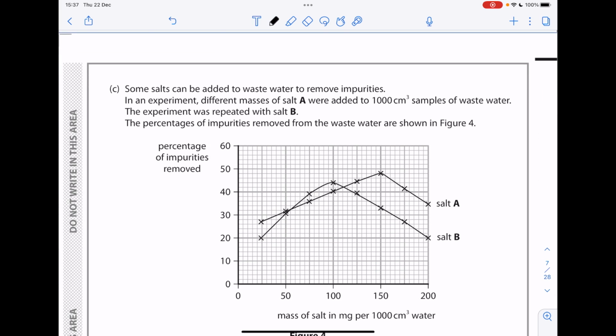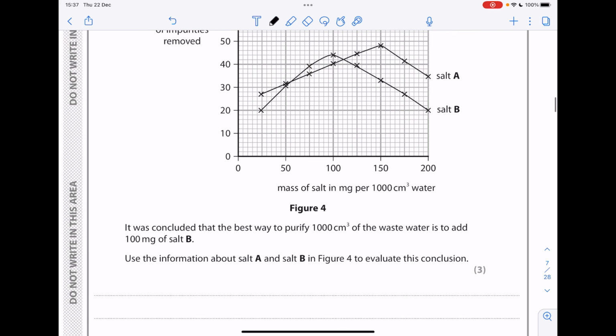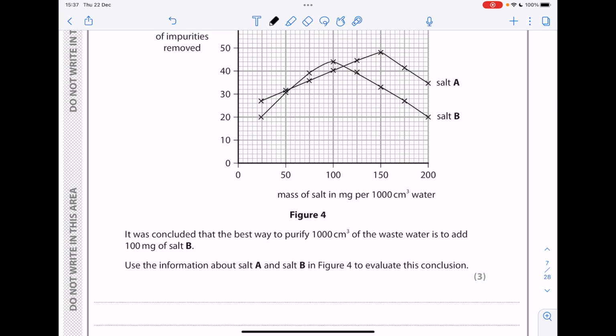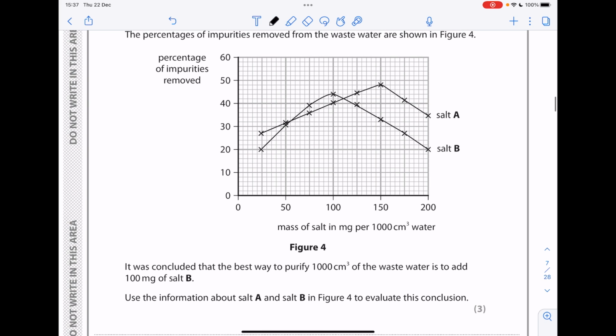Some salts can be added to wastewater to remove impurities. In an experiment, different masses of salt A were added to 1,000 centimetre cube samples of wastewater. The experiment was repeated with salt B. The percentages of impurities removed from the wastewater are shown in figure 4. It was concluded that the best way to purify 1,000 centimetres cubed of the wastewater was to add 100 milligrams of salt B. Use the information about salt A and salt B in figure 4 to evaluate the conclusion.